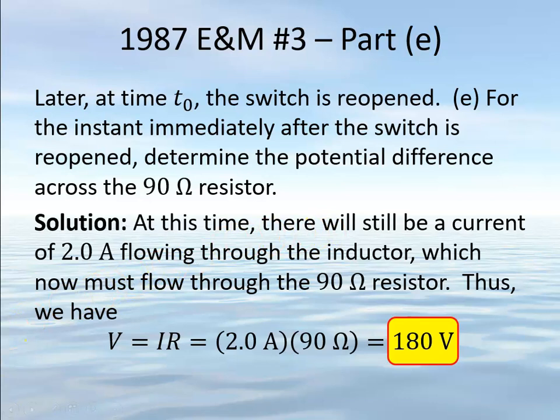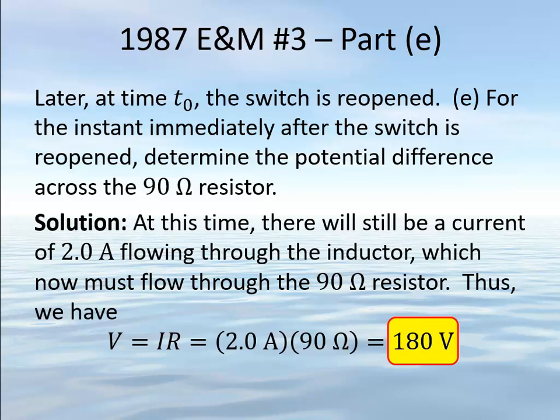But remember that energy stored in the inductor is what's going to keep the current flowing. And that current had been 2 amps at the instant before the switch is opened, and you can't just instantly change the current going through an inductor because you'd have that back EMF resisting that change in magnetic flux. So at the instant that you open the switch, there is going to continue to be 2 amps of current going through the inductor, which means that that current only now has one place to go.